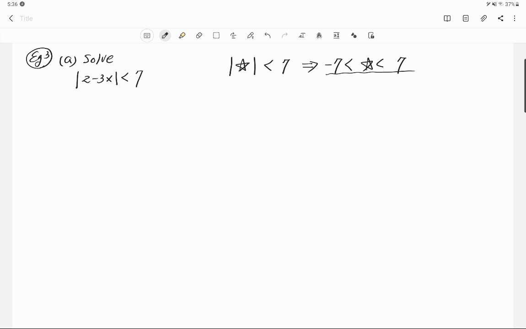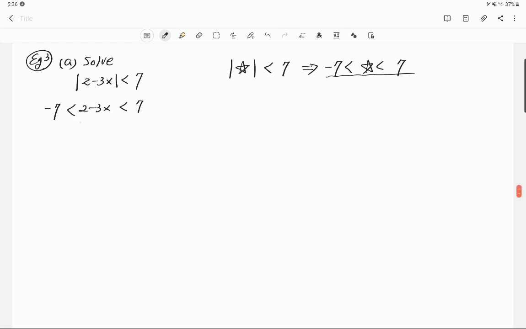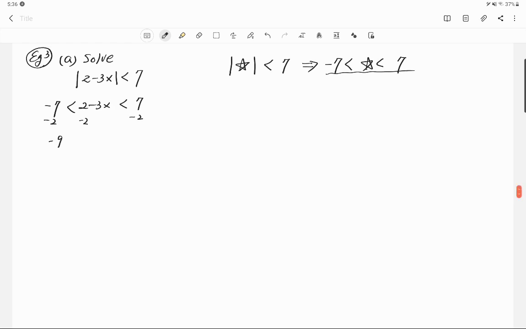So we will write something like this. So 2 minus 3x is less than 7 and greater than negative 7. So always between. So the star is between 7 and negative 7. So from here, let's find x. We can remove 2 from the center by subtracting 2 from each side. So negative 9 is less than negative 3x, less than 5.